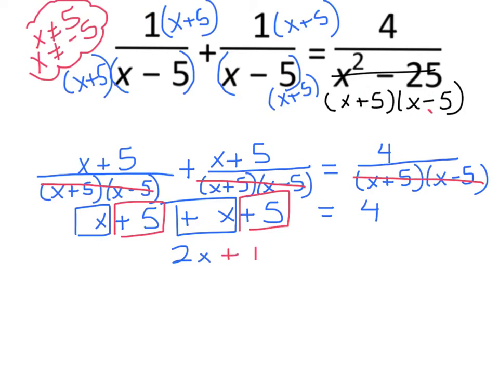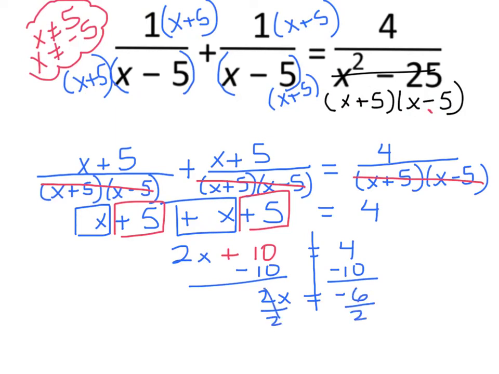That's positive 10. And if we bring down the equals 4, now it's time to do PEMDAS backwards. So we start with adding and subtracting. And subtract 10 from both sides. Divide by 2. And let's hope your answer was -3. And because -3 is not one of those values, we're good to go. That is the end.